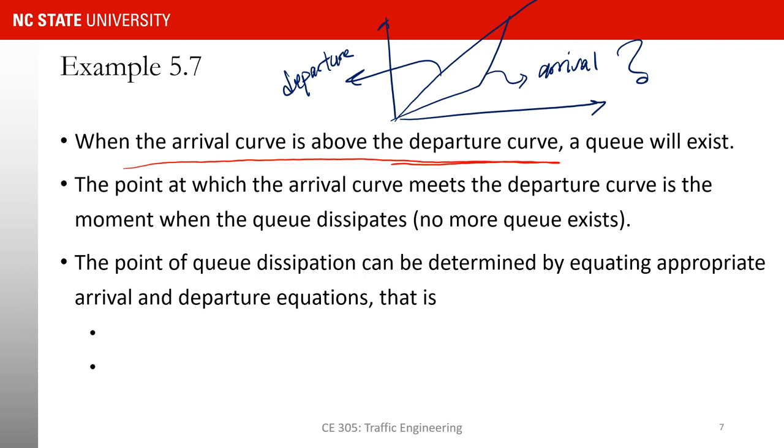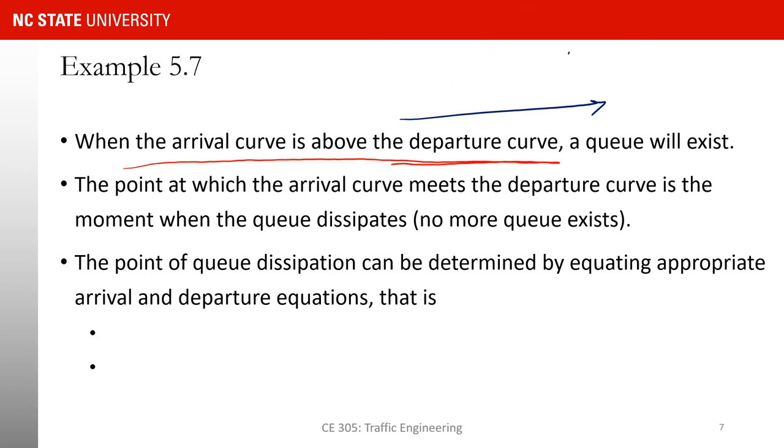You can't, because what this means is that at this point in time, the number of vehicles that depart the system is more than the total number of vehicles that have arrived. That cannot happen. So your departure curve cannot ever be above your arrival curve. So what you would see is that either departure and arrival are on top of each other. So this is when you don't have any queue. Or your arrival is above your departure.